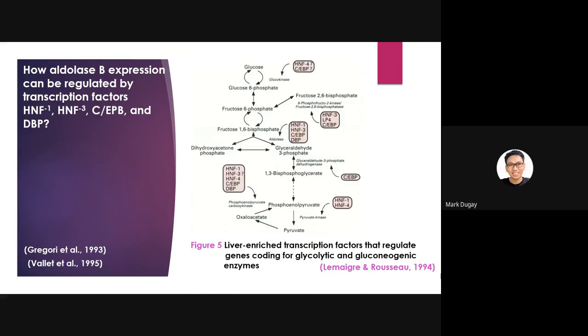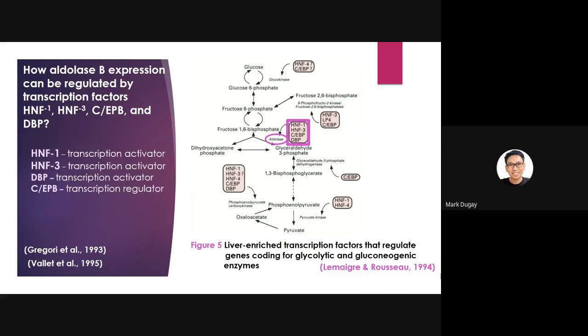So figure 5 shows the liver-enriched transcription factors that regulate genes coding for glycolytic and gluconeogenic enzymes. Aldolase B promoters contain different transcription factors such as HNF1, which is an activator, HNF3, which is also an activator, and another transcription activator, the DBP. And the last transcription factor, which is a regulator, is the CEBP.